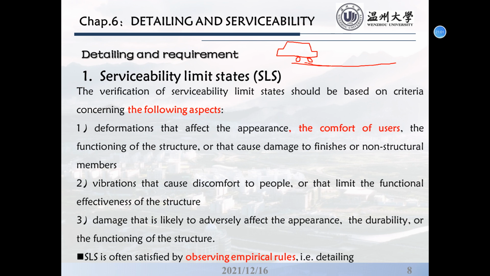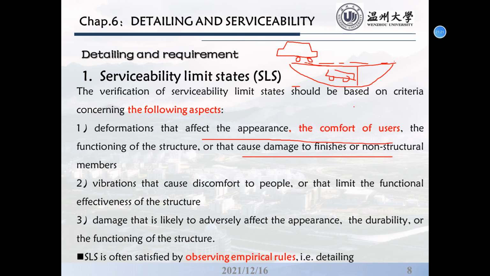Previously it looked like this. If it had a large deformation, people would be scared, right? So the deflection belongs to the serviceability limit state.